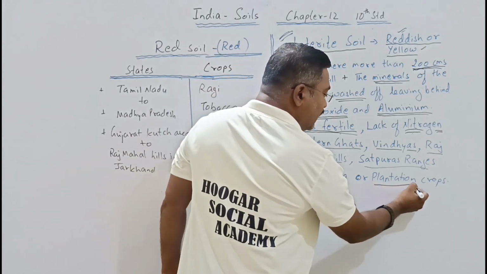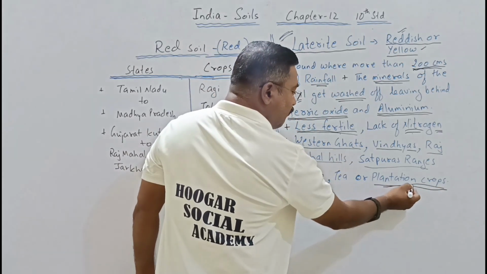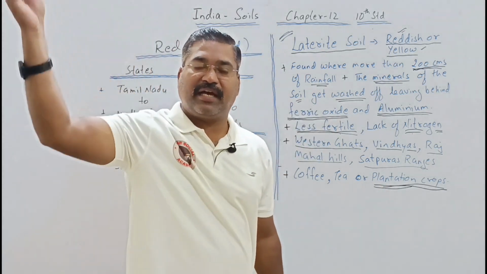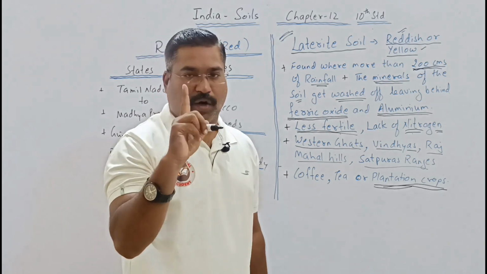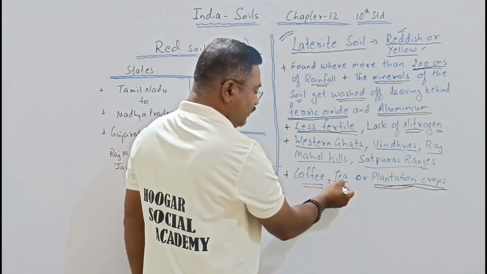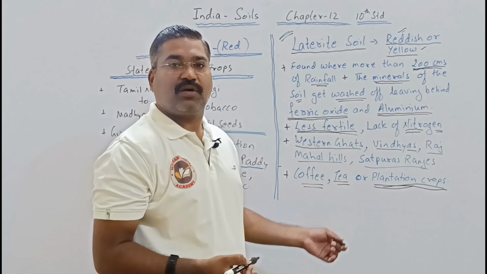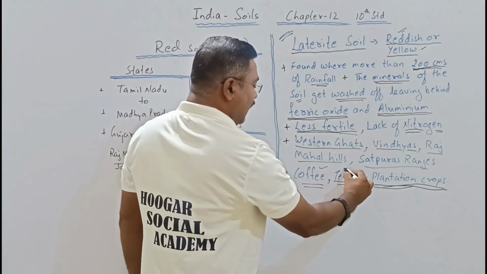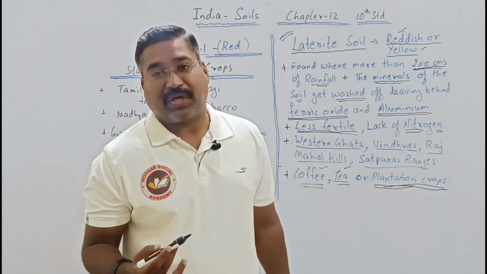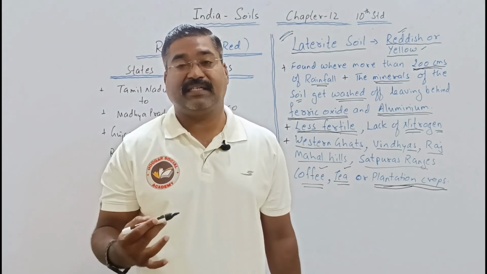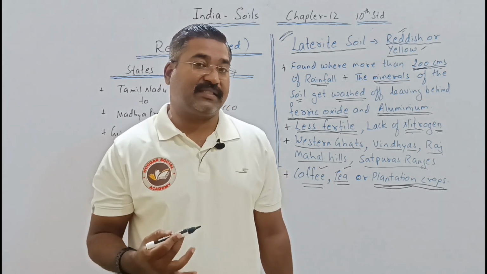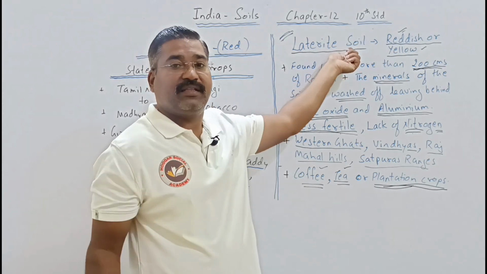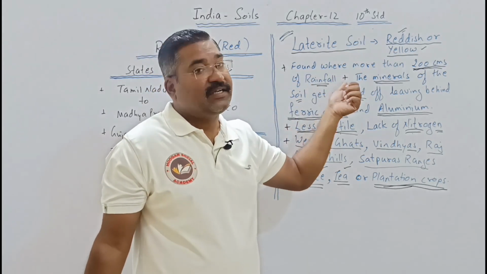the crops grown here are referred to as plantation crops. Plantation crops are those crops where over a large area we see only one form of crop. For example, coffee, tea. Sugarcane also comes under plantation crops, but more than sugarcane, coffee and tea are seen over large areas, that too mountainous areas. There itself we see plantations of coffee as well as tea. So coffee and tea are more suitable in laterite soil.